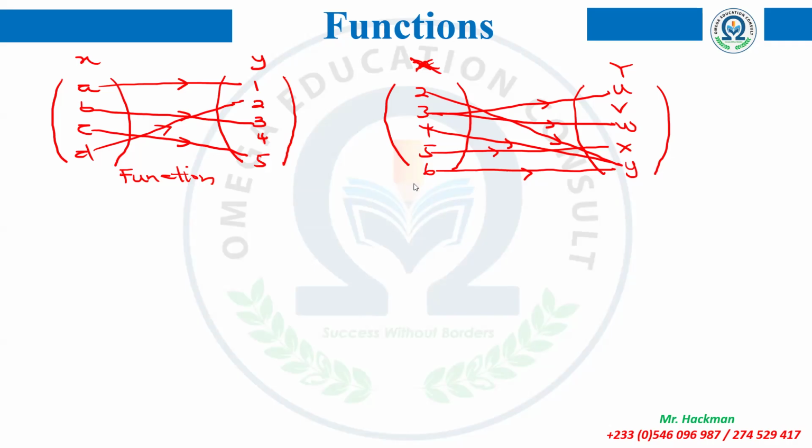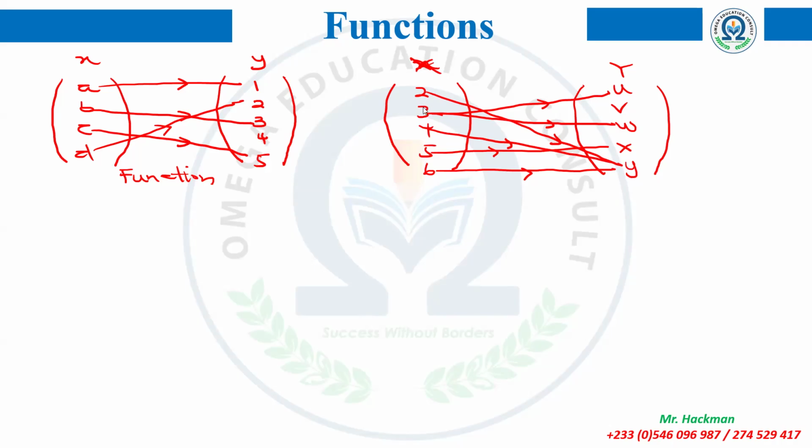So your condition will depend on the input and the output. But for the inputs, you should have only one arrow moving from any input. If you see 2 arrows moving from that input, then it means it's going to give you more than one image. You can see that 2 has only one image, which is Y. 3 has 2 images, which will be U and W. 4 has 1 image, which is also Y. 5 has 1 image, which is X. And 6 has 1 image, which is Y.